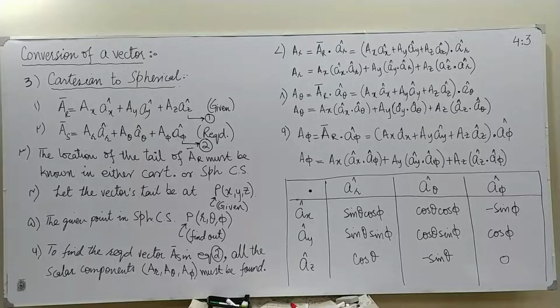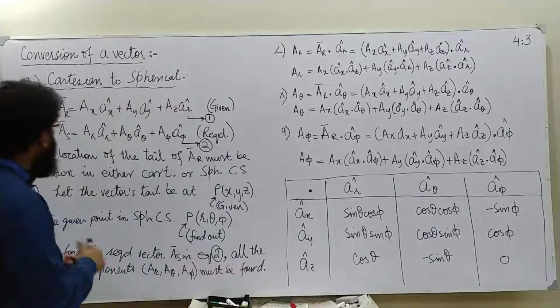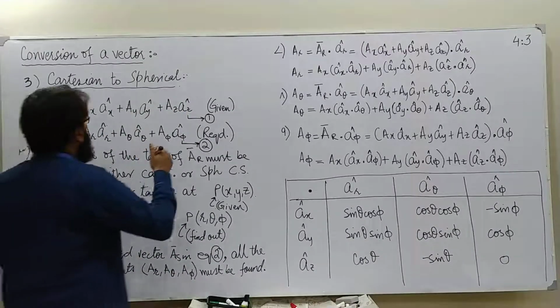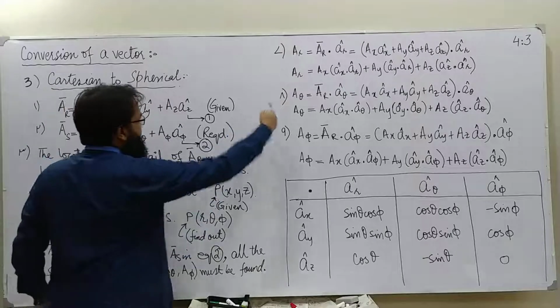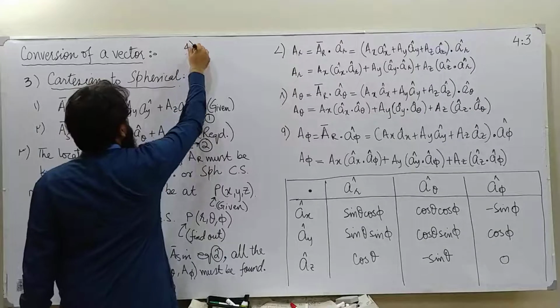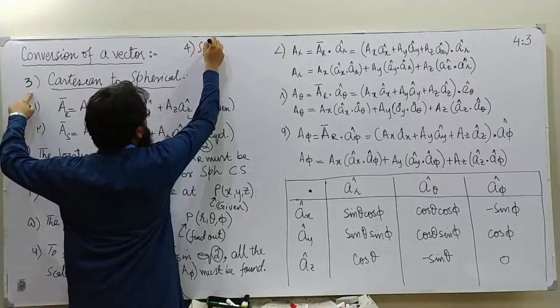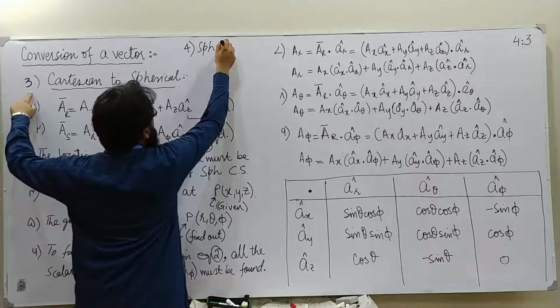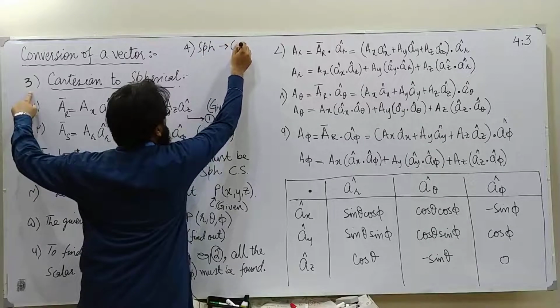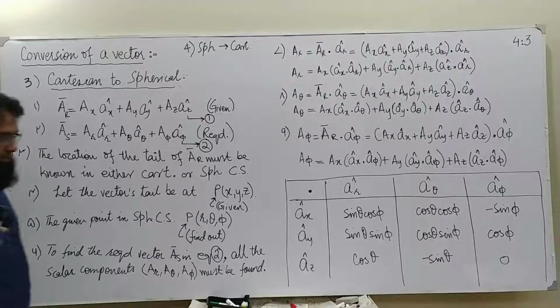I will stop here, and as a do-it-yourself ungraded assignment, I am asking you, following the same steps, to try to solve the fourth case: if a vector is given in the spherical coordinate system and you have to convert that vector into its equivalent Cartesian coordinate system, what steps would you have to follow in that case?